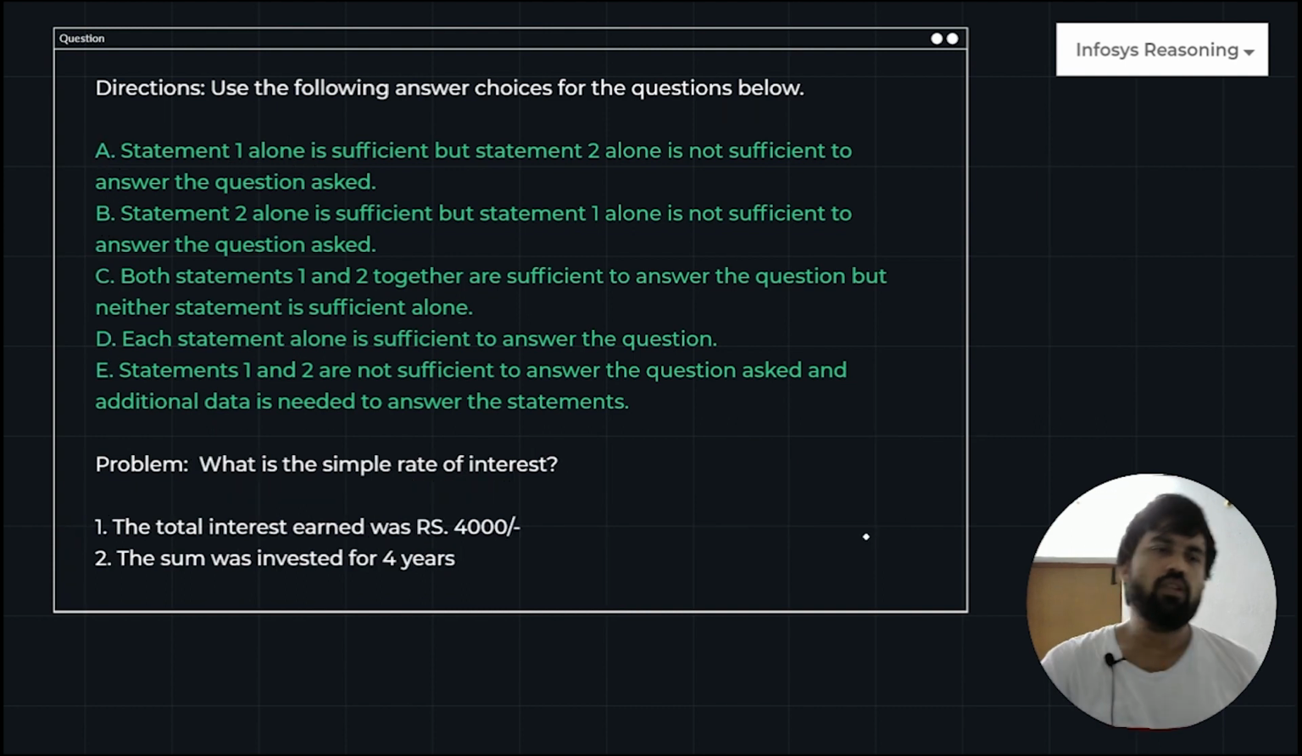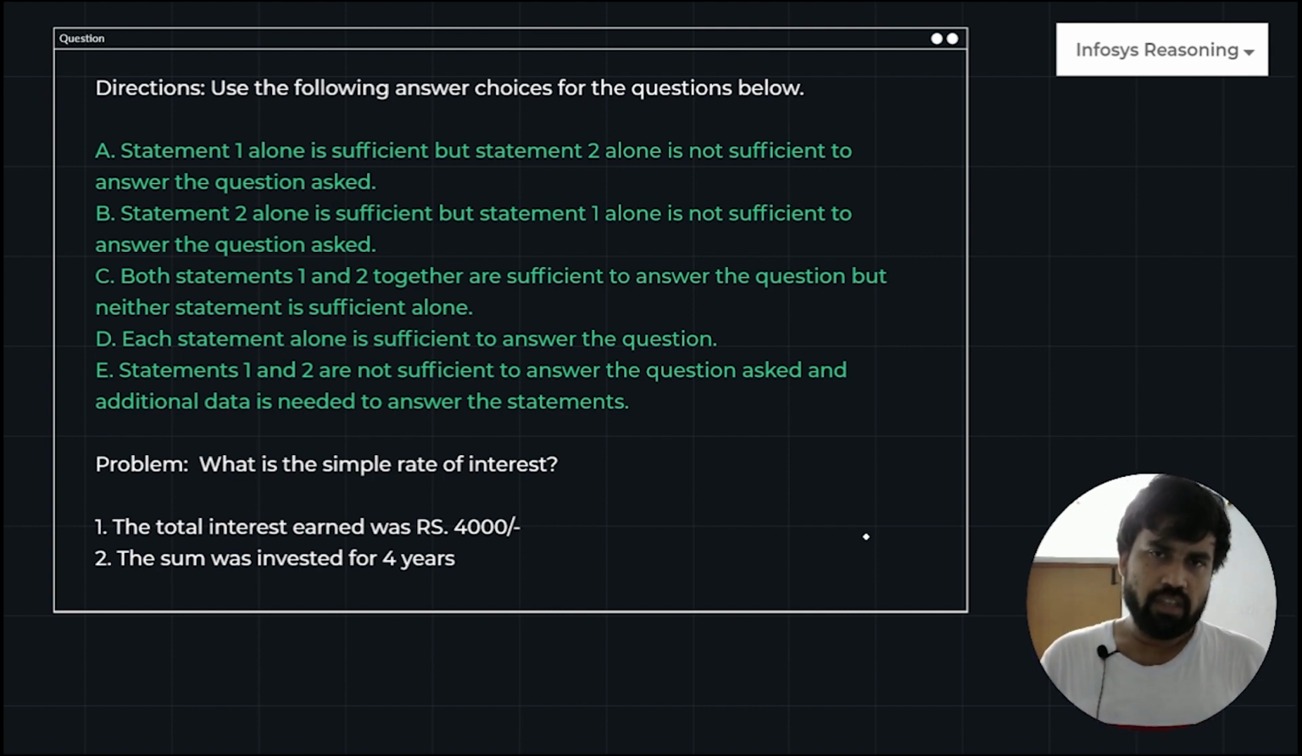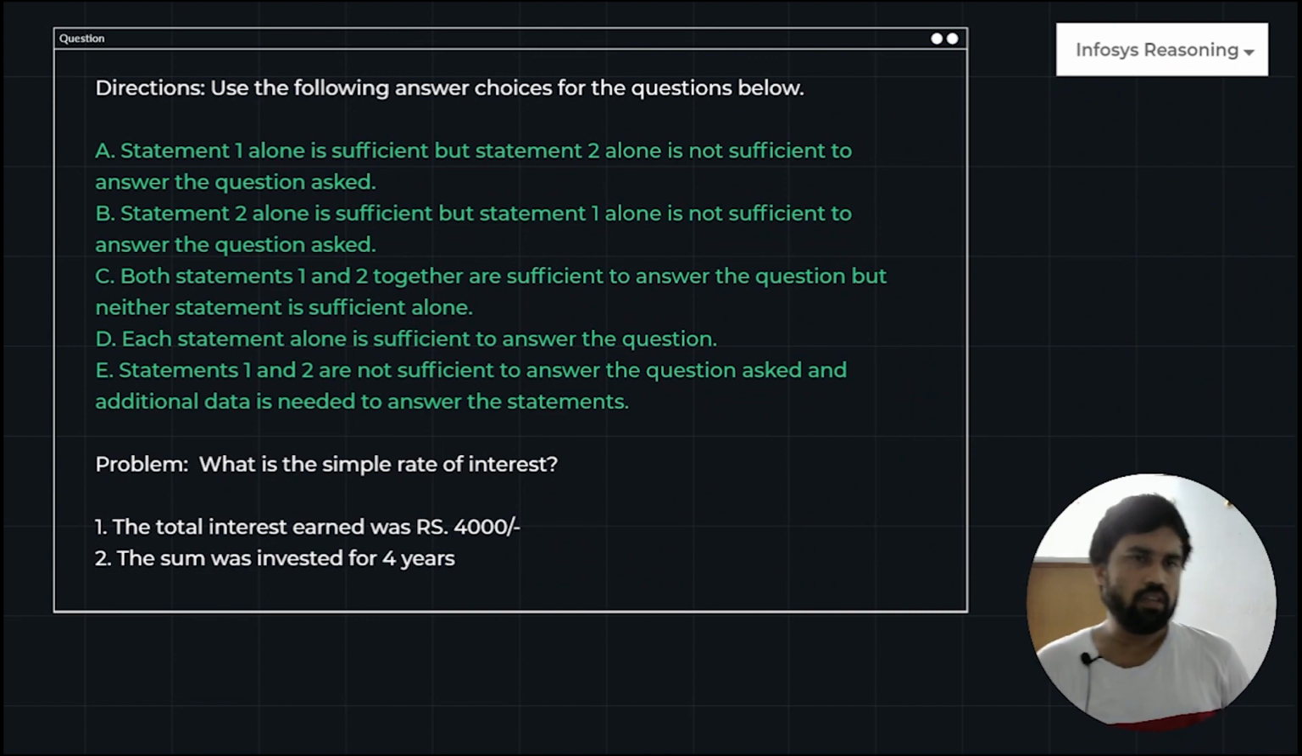So just look into the next problem, again based on data sufficiency. I would like to revise this concept for your clarification. So try to pause the video first and try to solve it on your own, then we will look into the explanation part. Okay, I hope everyone did well. So just look into the explanation now.